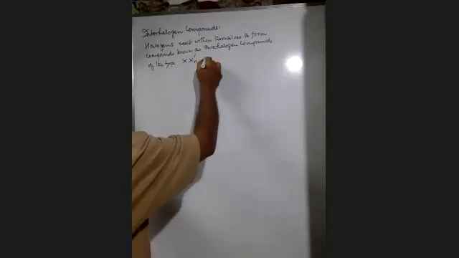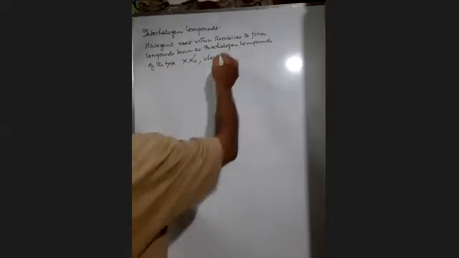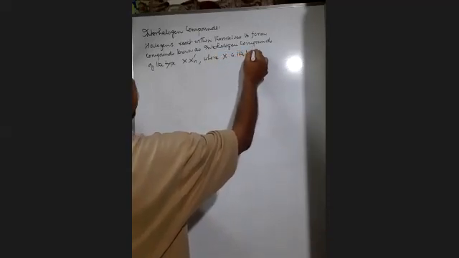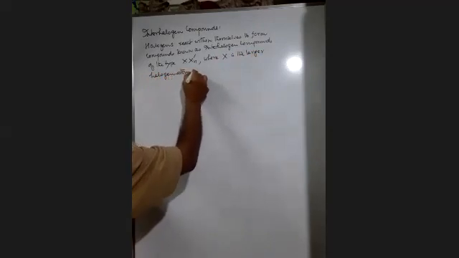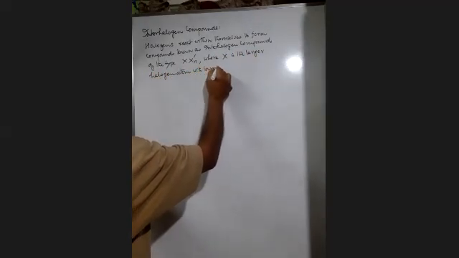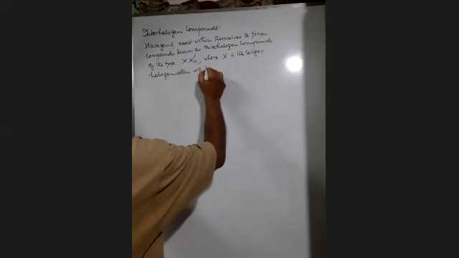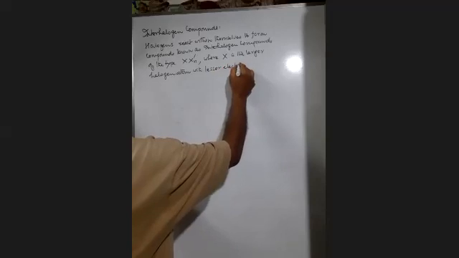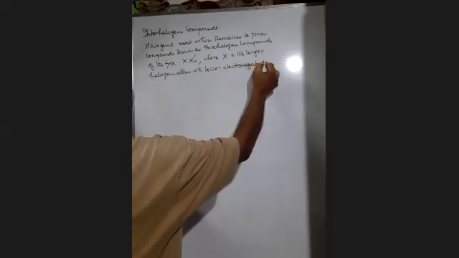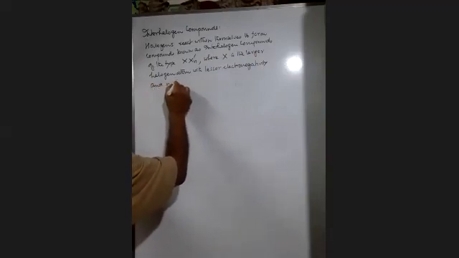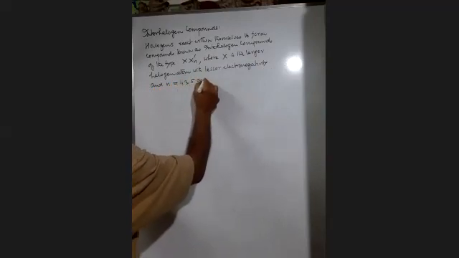Where X is the larger halogen atom with lesser electronegativity, and n is equal to 1, 3, 5, and 7.